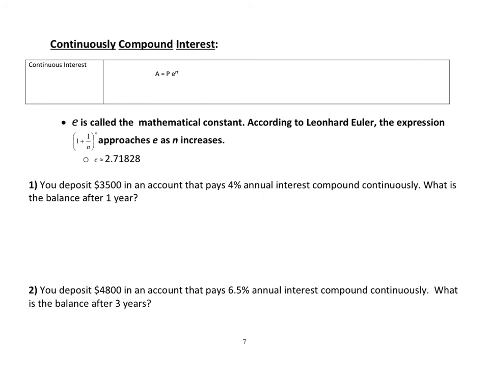Okay, so here we are told you deposit some money in the bank, and it's going to be compounded continuously. And how are we going to get that amount? So we're going to use the formula. The principal is 3,500, and the interest is 4%, so 0.04, and you're looking for the amount in 1 year, so we multiply by 1. So using this formula, we get $3,642.84.